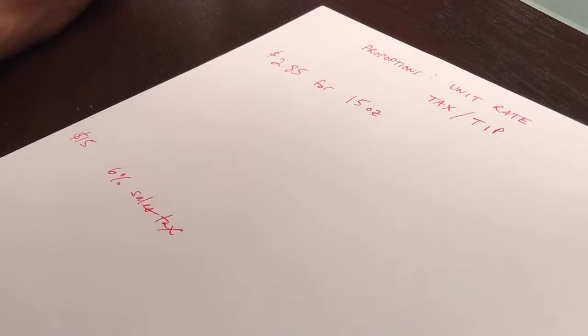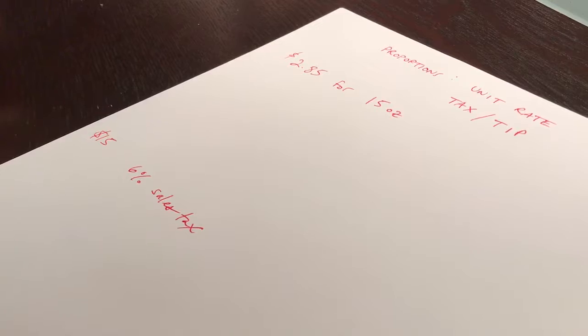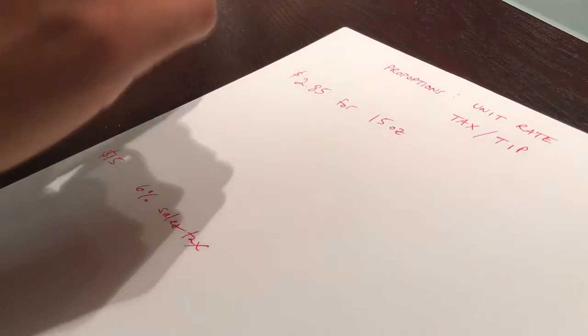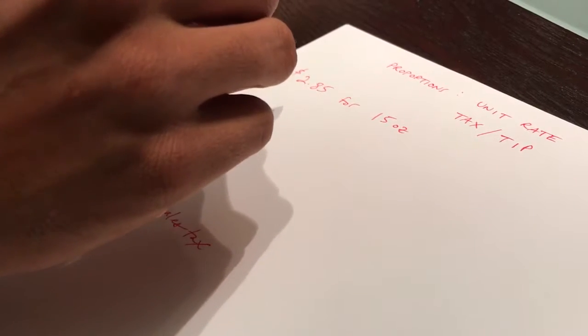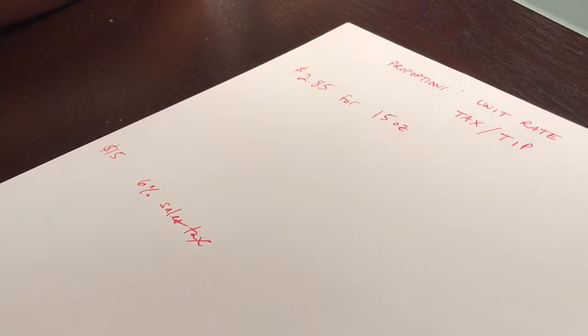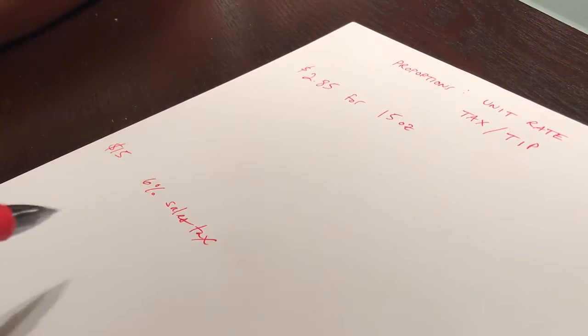All right, so for this one, we're going to use proportions to solve a unit rate problem and a sales tax or tip, which is basically the same thing. For this unit rate problem, right now I have something that costs $22.85 for 15 ounces. And because it's unit rate, I want to know how much for 1 ounce.